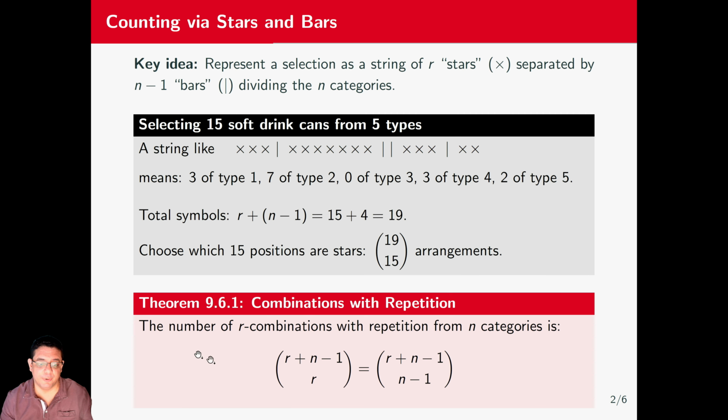Normally, before, R was going to be less than N for normal combinations, but when we're doing repetition, R can actually be the larger number here, and N is usually the type of category that we're picking. So usually it's much smaller than R.